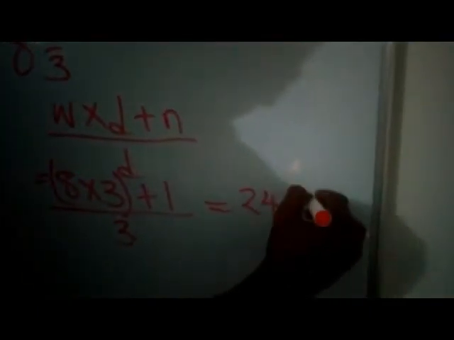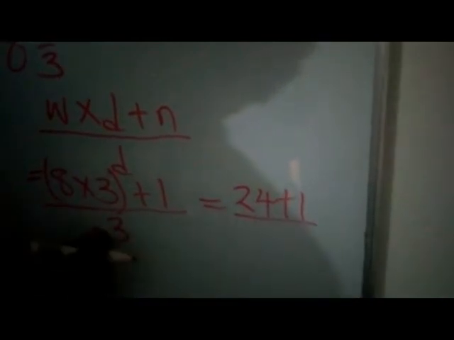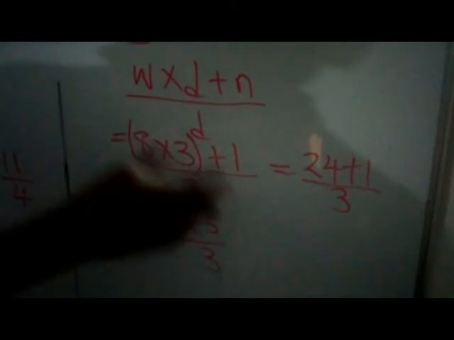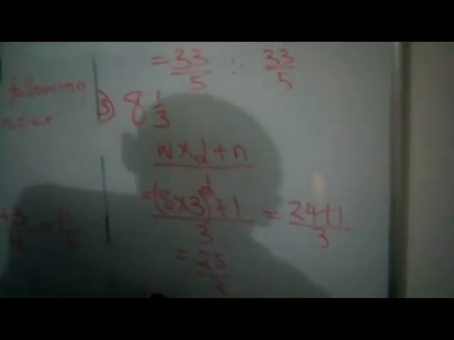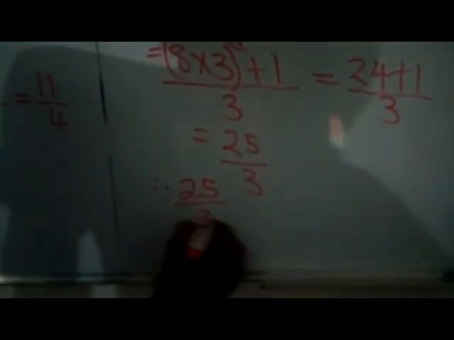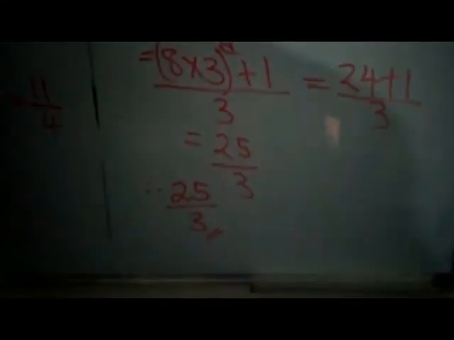Then you multiply together. 8 times 3 gives us 24, plus 1 over 3. Then 24 plus 1 gives us 25 over 3. That will be our final answer. As you can see, 8 and 1 over 3 as a mixed number gives us 25 over 3 as an improper fraction.